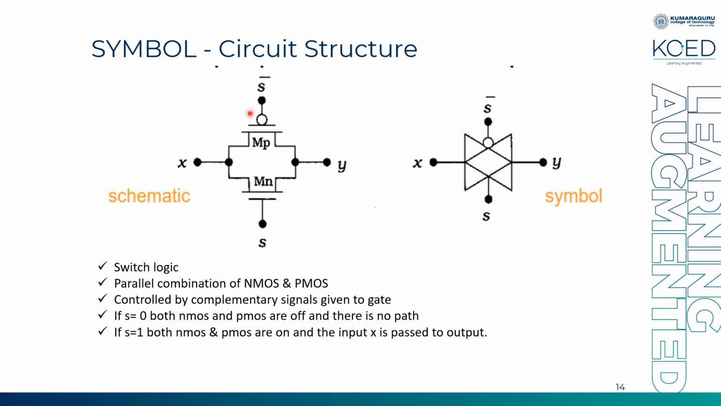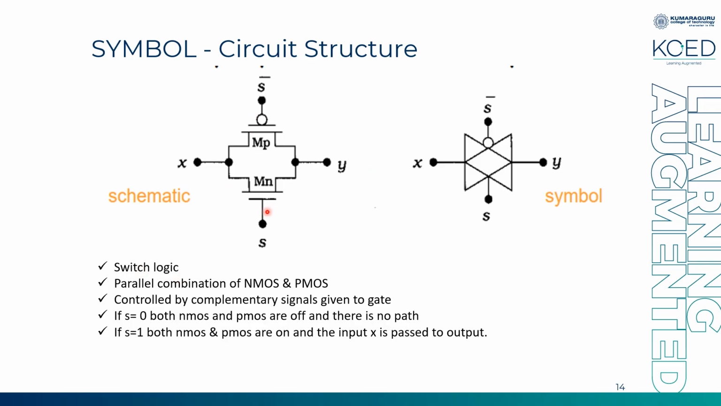You have a parallel combination of PMOS as well as NMOS, and you are controlling this transmission gate using complementary control signals given to the gates. You have S and S bar given to the gates of the NMOS and PMOS. So S and S bar are the complementary control signals. The input is X and the output is Y. Depending upon the control signal value, one of the transistors will be in on condition, and X will pass across the transmission gate to move to Y. So this is a switch logic.